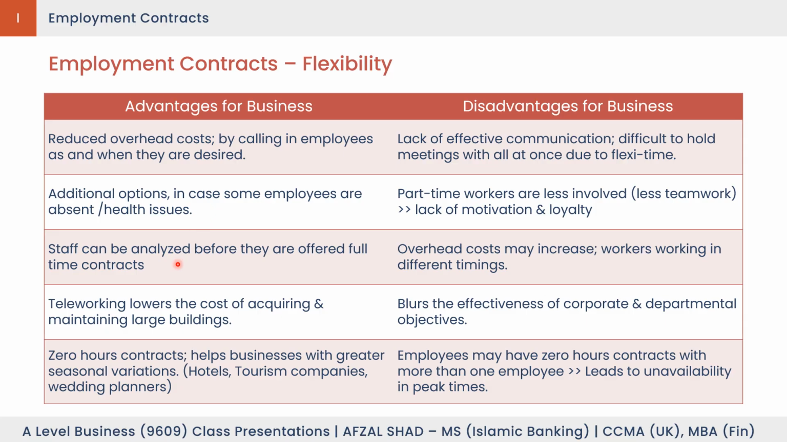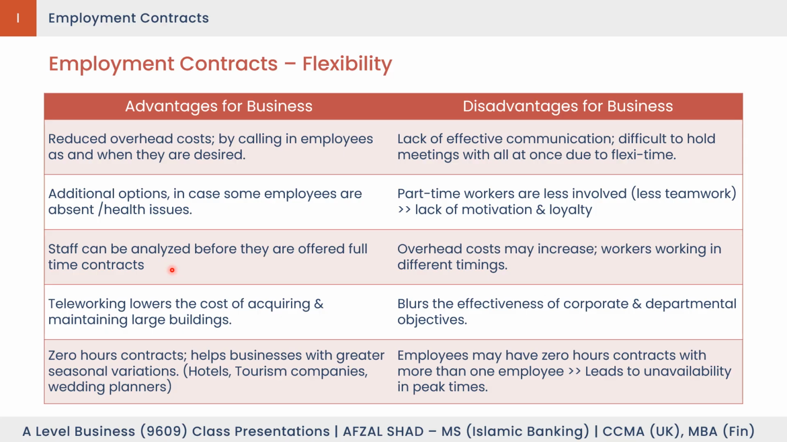Third one is staff can be analyzed before they are offered full-time contracts. So have a look at this point. Staff can be analyzed before they are offered full-time contracts. So we'll sometimes hire the employee as a part-timer, see their performance. If we feel they are good, we keep them. If we feel they are not good, we do not offer them the full-time contract.